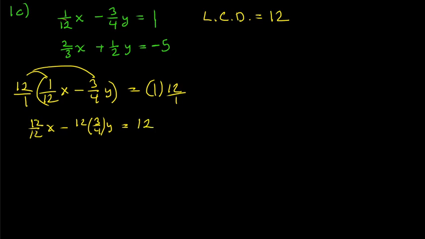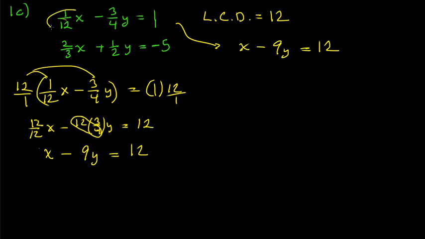Okay, 12 divided by 12 is 1, so this is just 1x. The 1 is optional, I'll just write it as x. Minus, so you could do 12 times 3 is 36, and 36 divided by 4 is 9. Or you can do 12 divided by 4 is 3, and 3 times 3 is 9. Either way, you get 9y. Well, negative 9y, because it's a minus sign. Equals 12. So that's the first equation here: x minus 9y equals 12, without the horrendous fractions. Now we don't have to deal with fractions anymore.